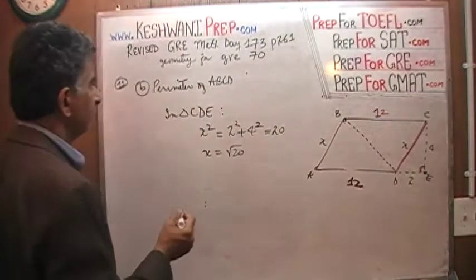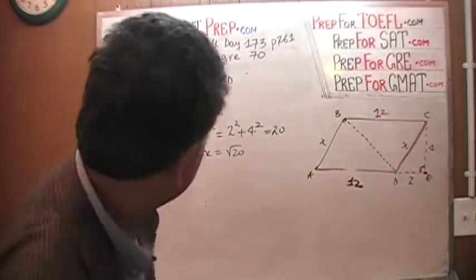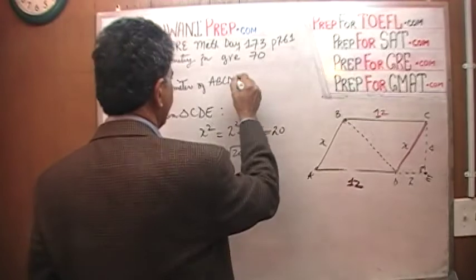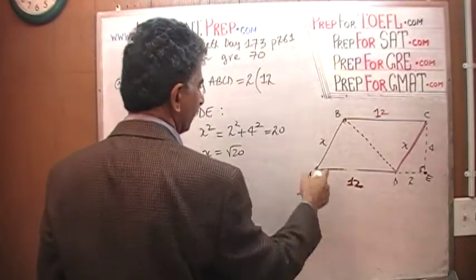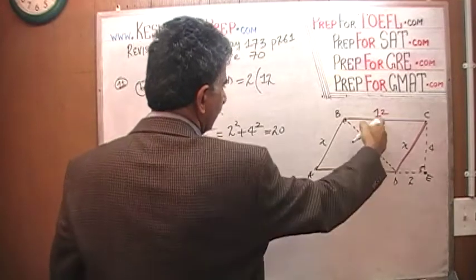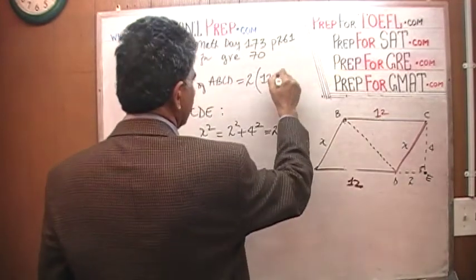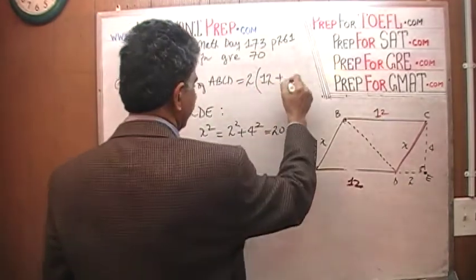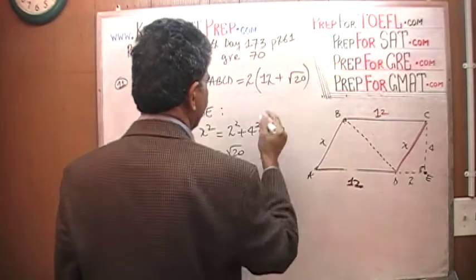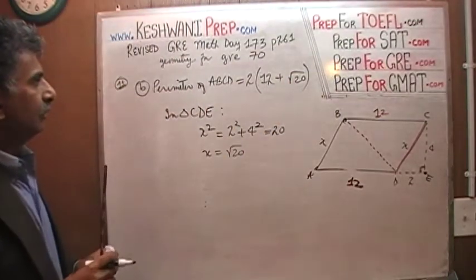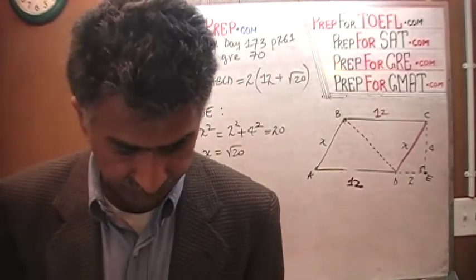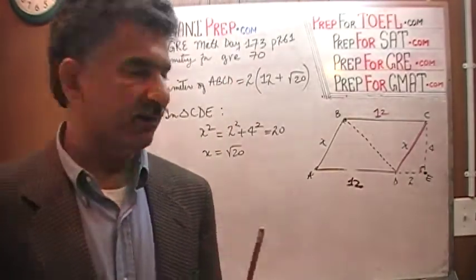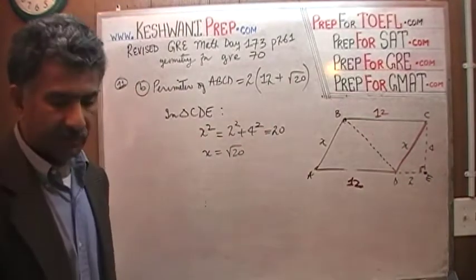So that's your X there, which is same as this guy right here. So the perimeter is simply 2 times this side, which is 12, because we got 12 here and 12 there, plus 2 times X, which is 2 times square root of 20. That's your answer, that's it. You could leave it like this, or we could do something with it. Let's do something with it, and let's present it in a little bit more elegant manner.